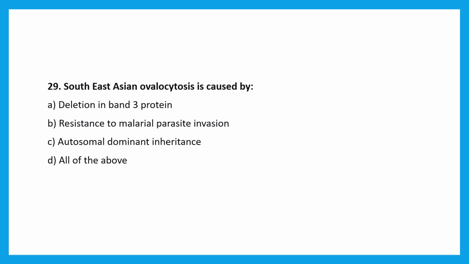Look at this. Southeast Asian ovalocytosis is caused by the 9 amino acid deletion in the band 3 protein, right? So A is correct in this case, and it is inherited in an autosomal dominant pattern. And then resistance to malaria parasite, this is also correct because it confers resistance to malaria by making the RBC's membrane rigid, and also resistance to invasion by Plasmodium species. So this is also correct. So I'm saying that all of the above is the correct answer in this case. All right.